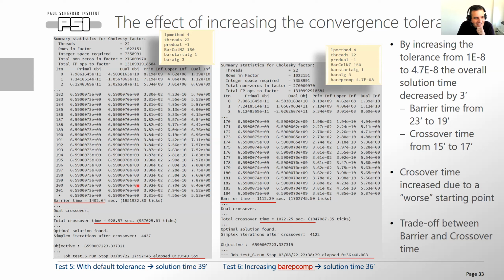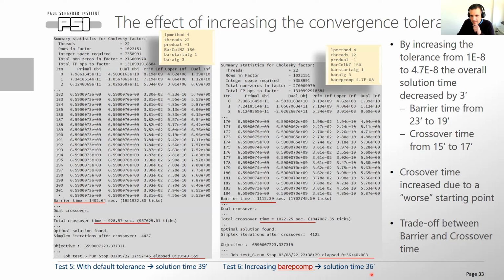Then I can see here that the iterations of the barrier didn't go to 200, but they stopped where I wanted them to stop, at around 183. And the solution time is reduced. Of course, it's reduced only by 3 minutes because I had only 20 wasted iterations. But if you see that you have too many, it's quite good to change the tolerance to avoid wasted iterations.